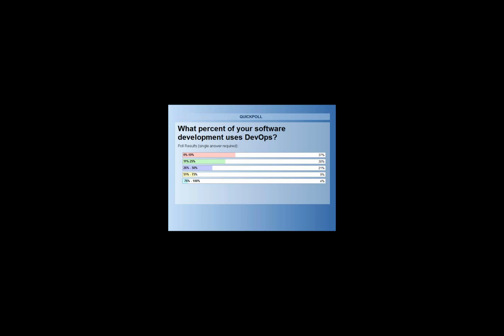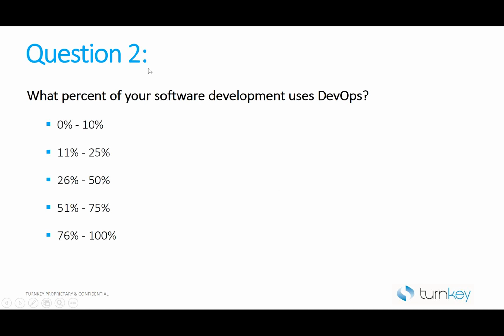So the results have come in, and not surprisingly, about 37% are in the 0 to 10% bracket, 30% in the 11 to 25% bracket, and the remaining 21% or so, the largest group, in the 26 to 50% bracket. That's great. Those numbers are actually a little surprising to me because I think we have greater adoption than perhaps I expected. So it'd be interesting to see the questions at the end and how people are actually using this and how successful they are.